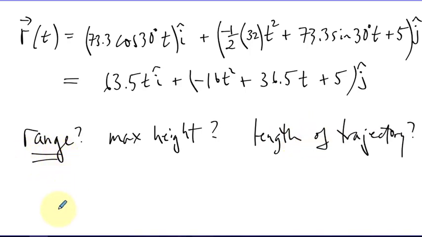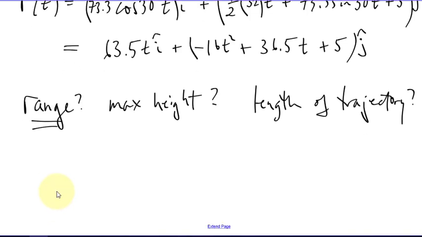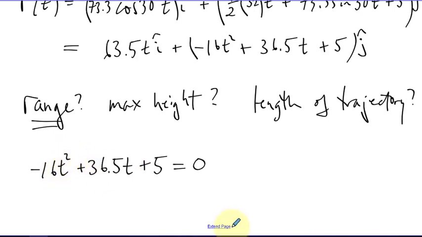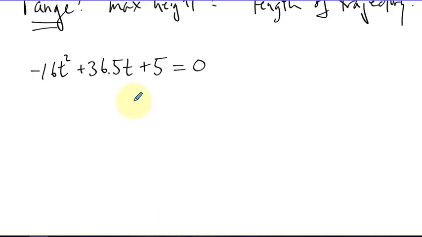So let's work on the range. The range would come from the horizontal position when it hits the ground. So what we need to do is figure out when the y component goes to 0. So we'll solve this y component when it's set equal to 0. That's just going to take a quadratic formula.